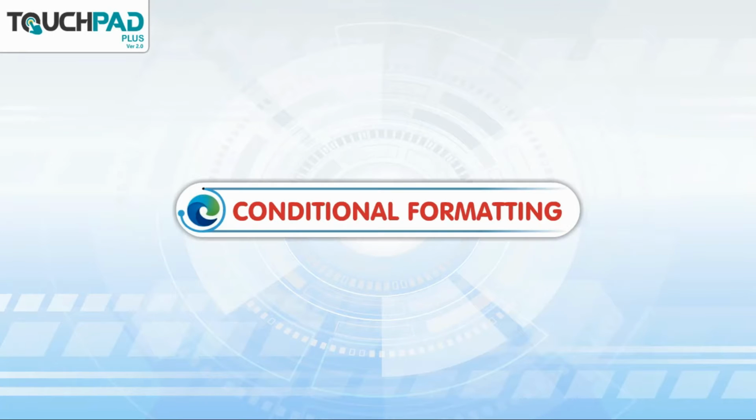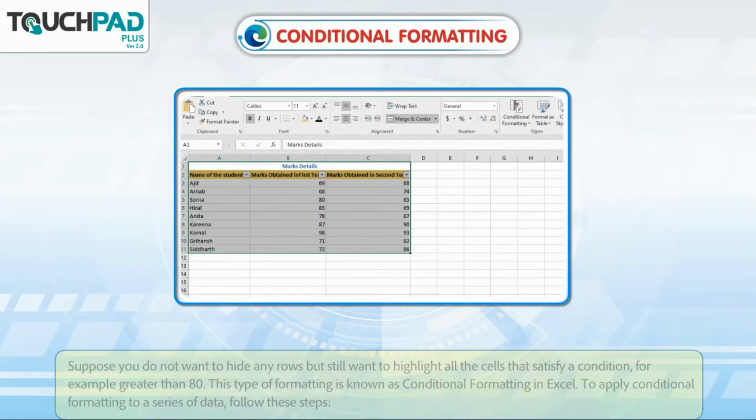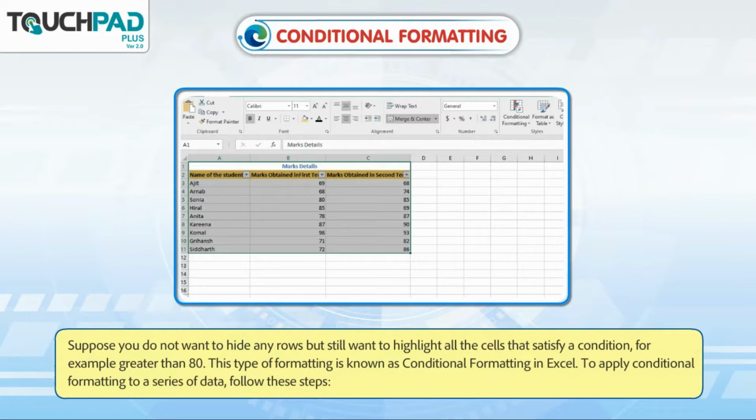Conditional formatting. Suppose you do not want to hide any rows but still want to highlight all the cells that satisfy a condition. For example, greater than 80. This type of formatting is known as conditional formatting in Excel.